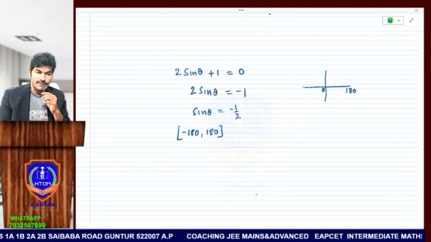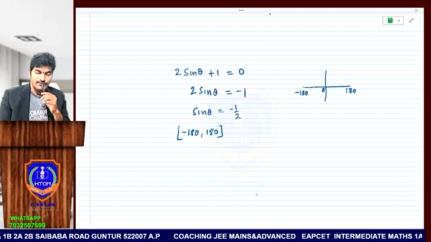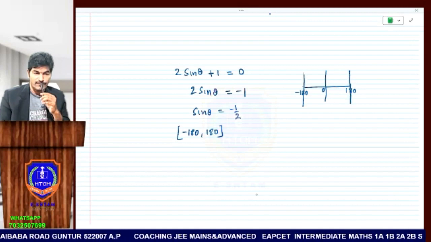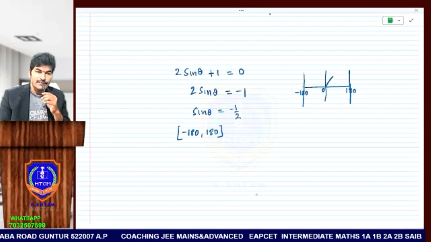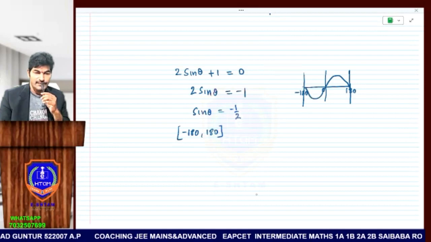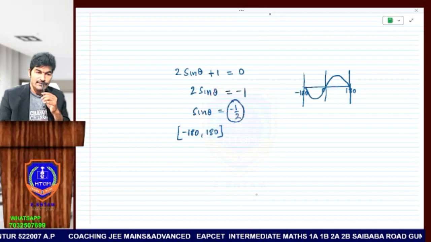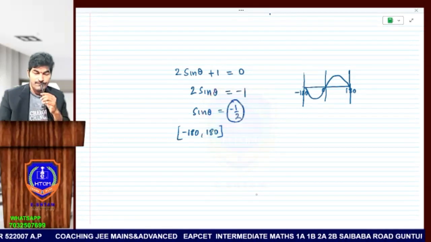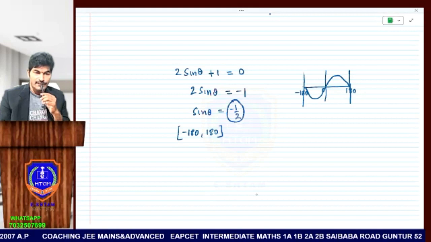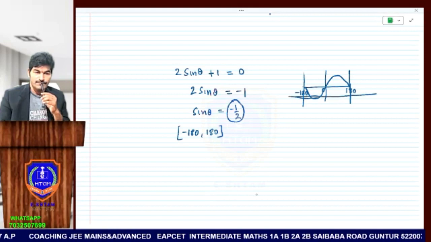This is a graph, for example. This is minus 180. Understood? This is plus 180 and this is minus 180. Let us assume like that. The graph will exist like this, sine graph. We already drew the graph. This is the sine graph, minus 180 to plus 180. What is this value? This value will be minus half. Where does it lie? Below the x-axis, somewhere like this here. How many points of intersection exist? 2 points of intersection.